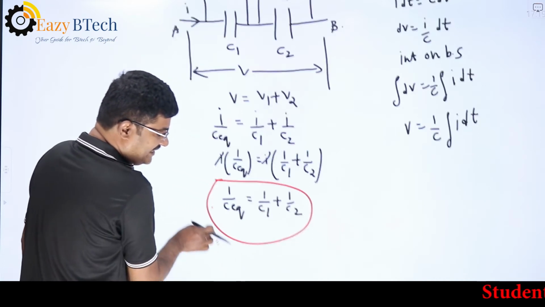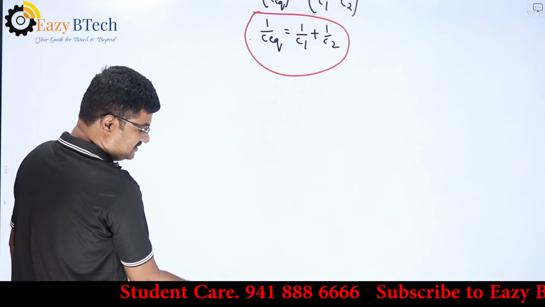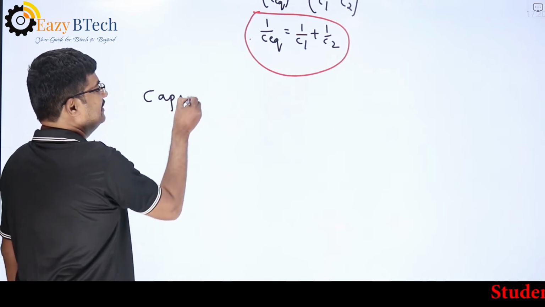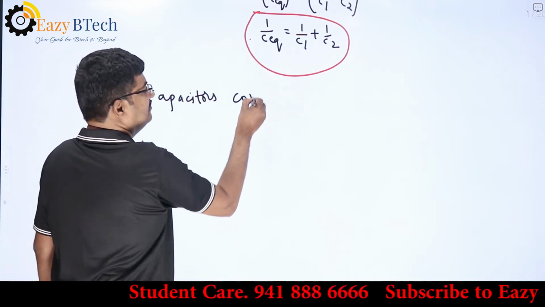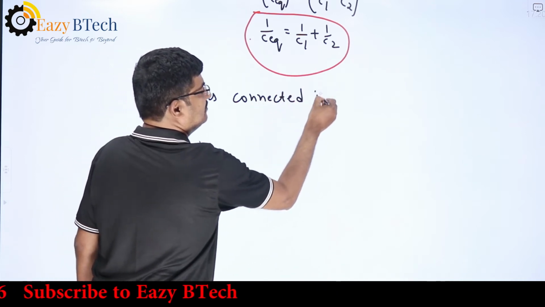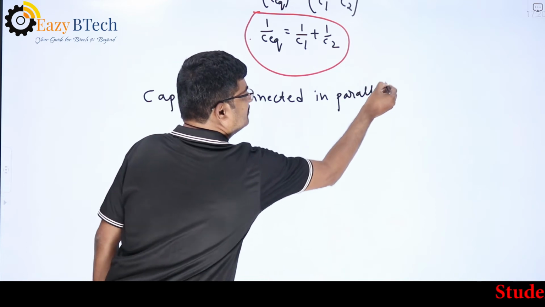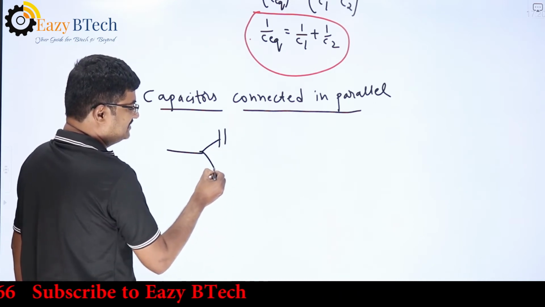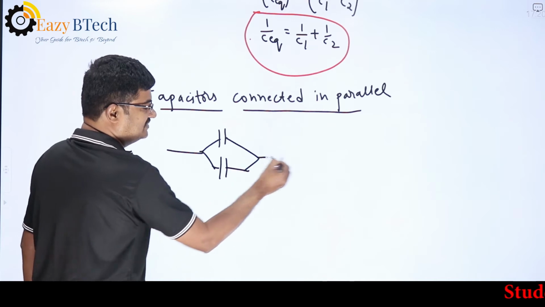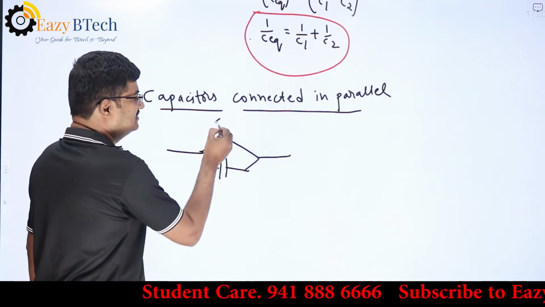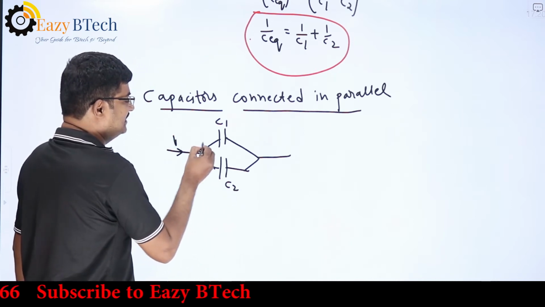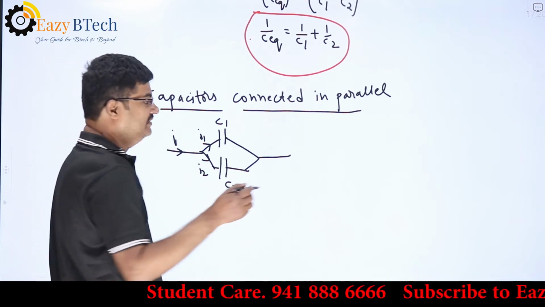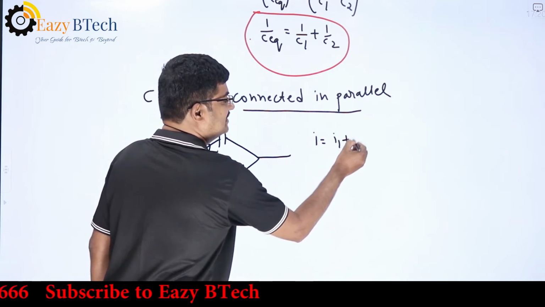Now we will take the next case, capacitors connected in parallel. Here I am taking two capacitors, C1 and C2, and my current is I. The current through C1 is I1 and through C2 is I2. As they are in parallel, I is equal to I1 plus I2.